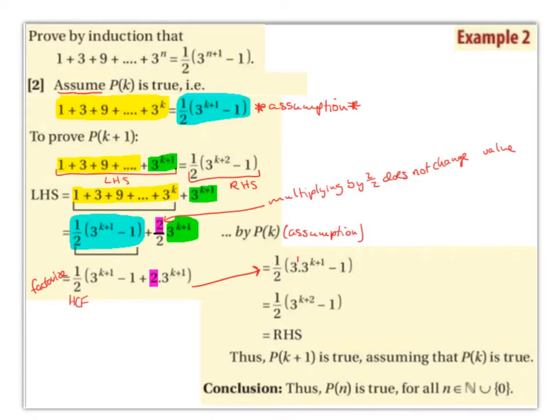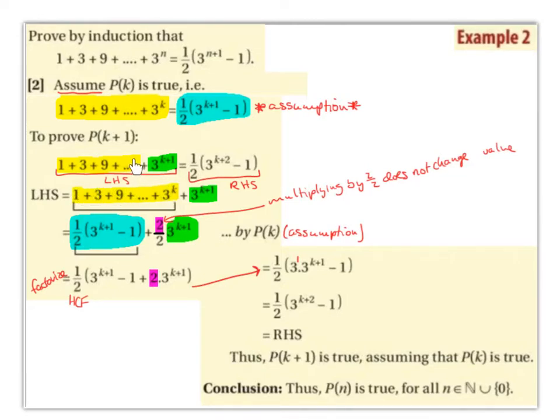So again, we start off with the left-hand side. So this is the left-hand side. 1 plus 3 plus 9 plus ... plus 3 to the power of k plus 1. So if 3 to the power of k plus 1 is the last term on the left, then the second last term must be 3 to the power of k. Because if you take 1 off 3 to the power of k plus 1, you're left with 3 to the power of k.